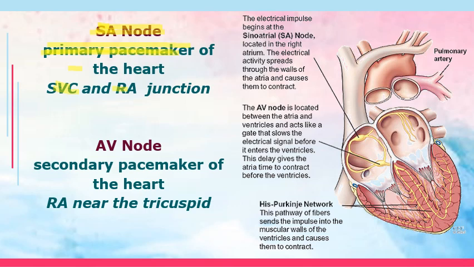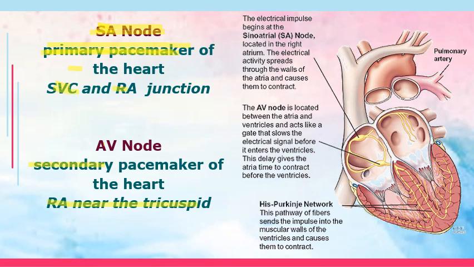Next, you have your AV node. Your AV node is the secondary pacemaker of your heart. The term implies atrioventricular node, meaning it is between your atrium and your ventricles. The location of your AV node is in the right atrium, near your tricuspid valve. So that's your AV node. The firing rate of your AV node is 40 to 60 impulses per minute, corresponding to a bradycardic rate of 40 to 60 beats per minute.